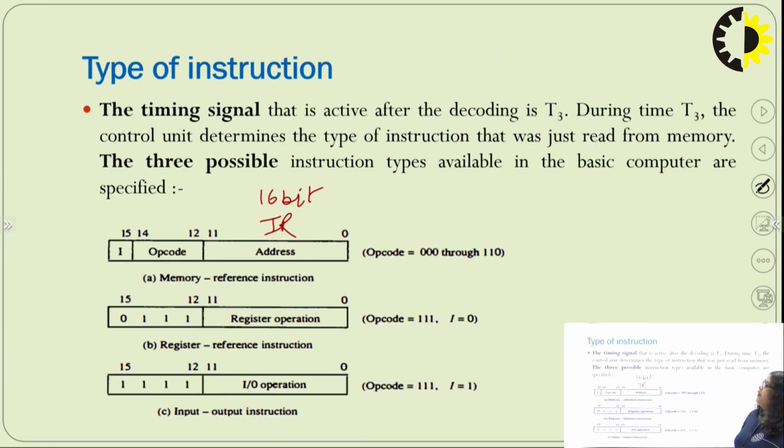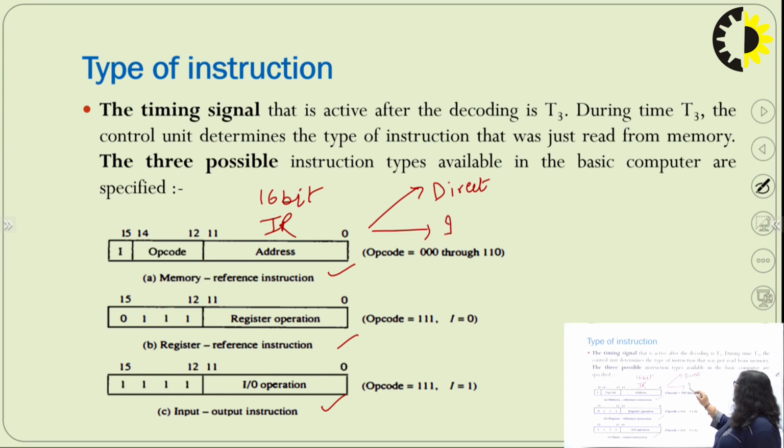I already explained the types of instructions. There are 3 types of instruction: memory reference, register reference and input output reference. The memory reference is also divided into 2 parts, direct memory reference and indirect, which is completely defined by the ith bit. If the ith bit is 0, it is a direct memory reference. When the ith bit is 1, it is an indirect memory reference. But it all completely belongs to the 4 bits, the ith bit and the opcode bits, that means 12 to 15 bits.